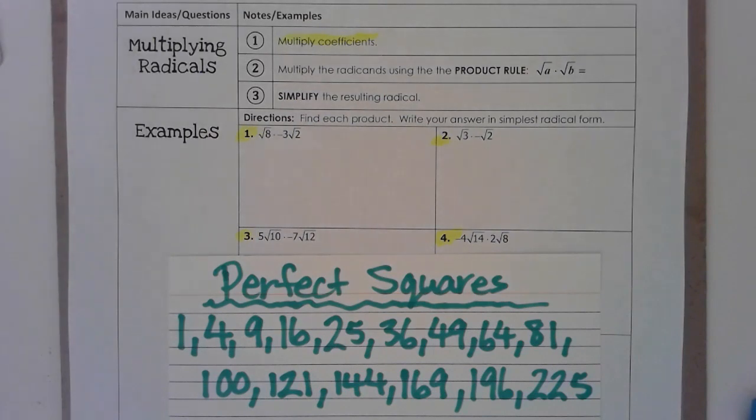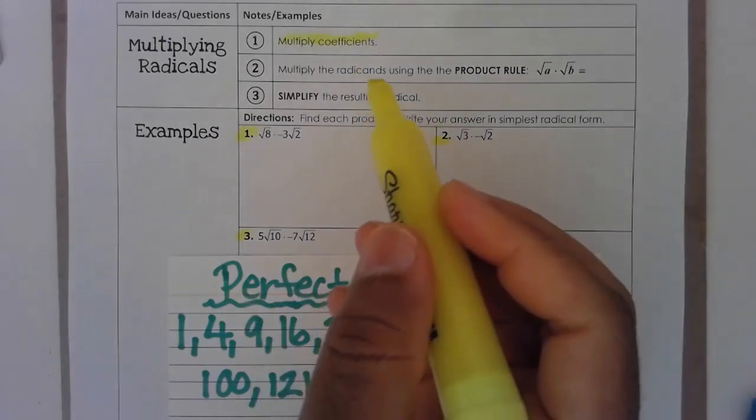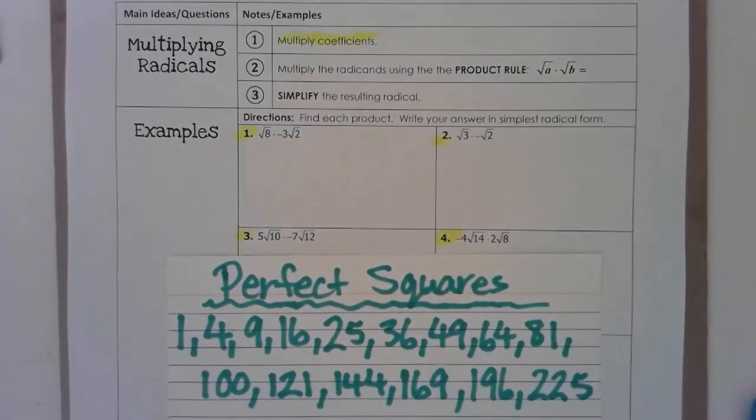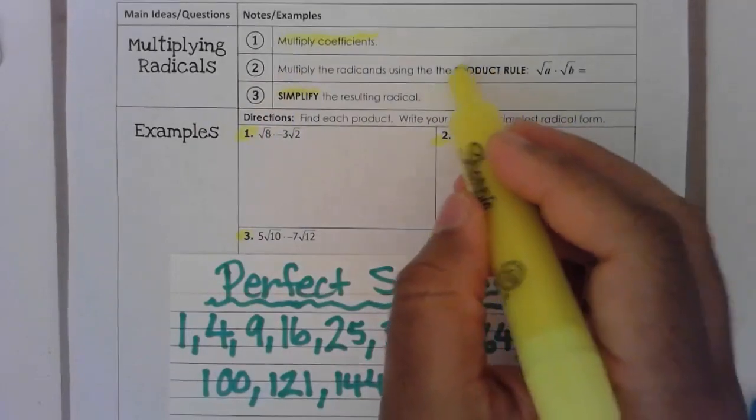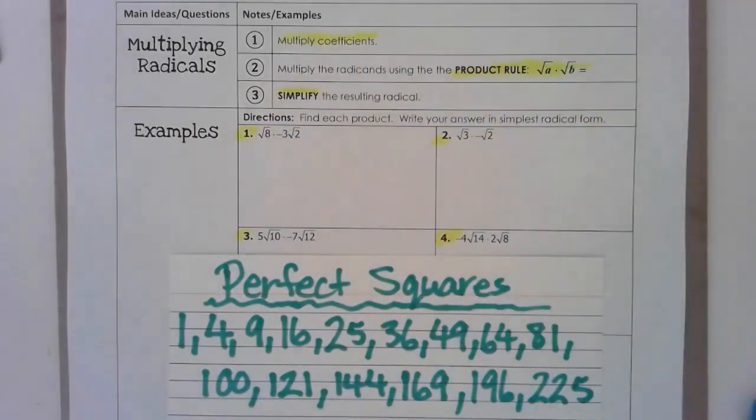As you notice here, the steps at the very top: multiplying the coefficients, or the numbers that are in front of the radical sign first. Step two, multiplying what's within the radical sign. And then finally, we're going to simplify here. All right, so let's dive right into number one here.